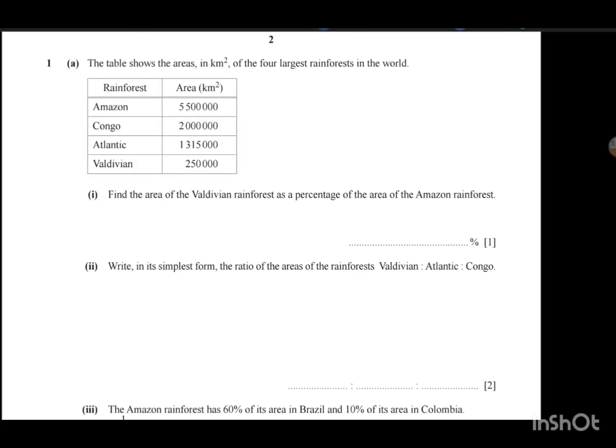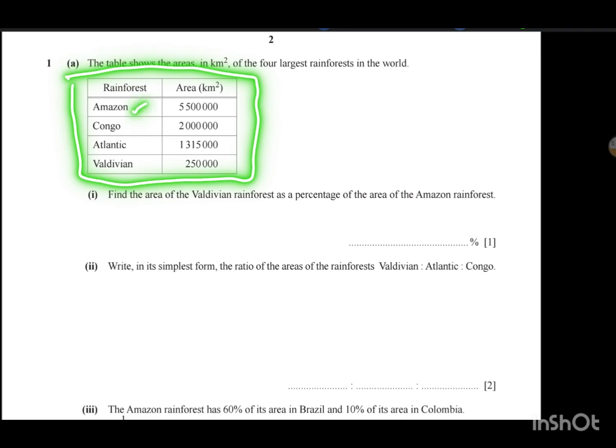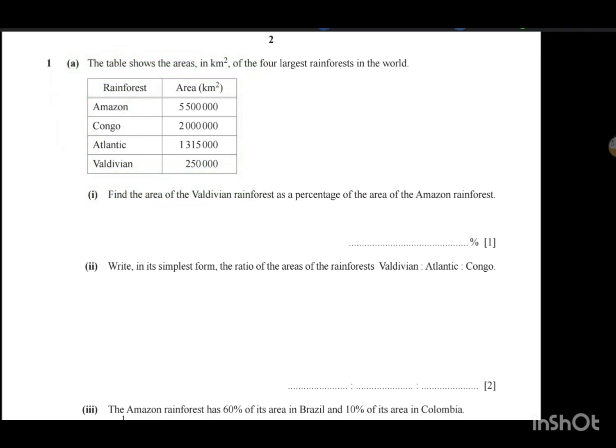Question number 1. The table shows the areas in kilometer square of the 4 largest rainforests in the world. So this is the table in which the areas are given. Amazon rainforest has the area of 5,500,000 kilometer square. Congo has the area of 2 million kilometer square. Atlantic has 1,315,000 kilometer square. Valdivian has 250,000 kilometer square. It's in the decreasing order.